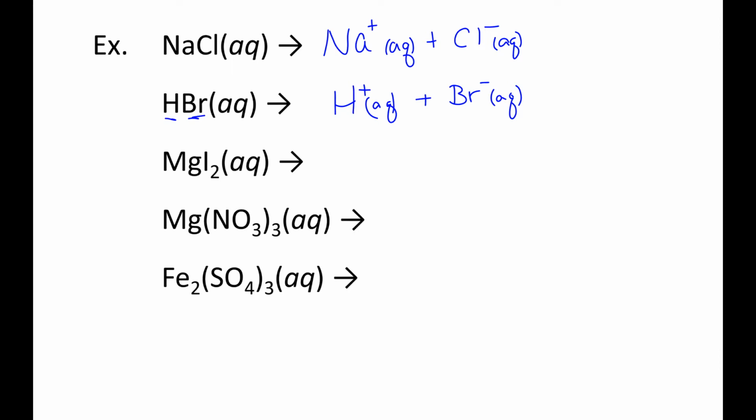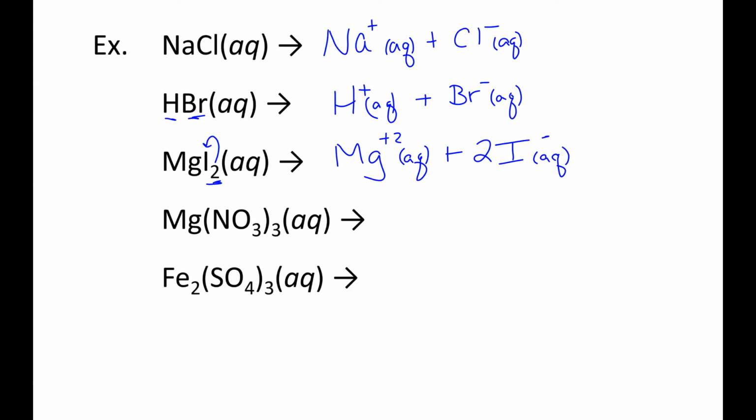Let's look at the next one, MgI2. We also have to take into account how many of them. So there's one magnesium ion, and this subscript here tells me that there are 2 iodines. Iodine has a -1 charge. So we have to take into account how many of each ion, not just what they are and their charge, but how many. So magnesium iodide breaks up into 1 magnesium and 2 iodines.